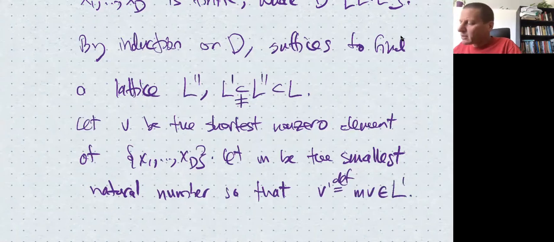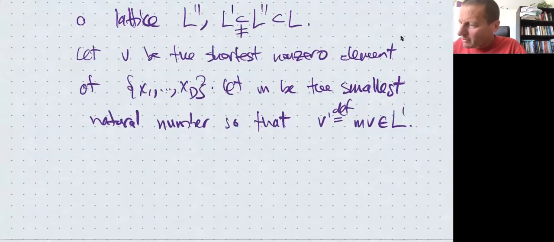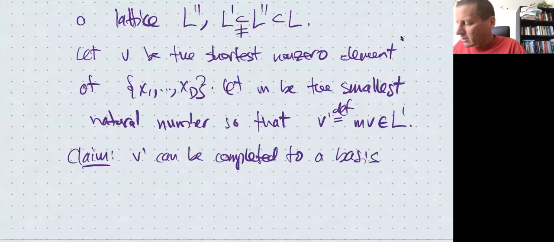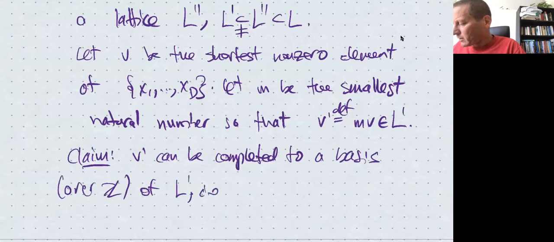So if I take this V and multiply it by D, by the index, then D times V has to be in L prime, and maybe there's a smaller N so that N times V is in L prime. That's my definition of N, and this is my definition of V prime. Now I claim, I'll prove the claim at the end, claim: V prime can be completed to a basis over Z of L prime, i.e. V prime is primitive.